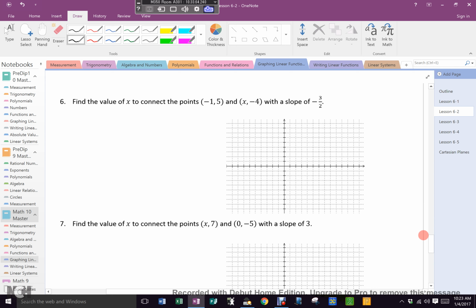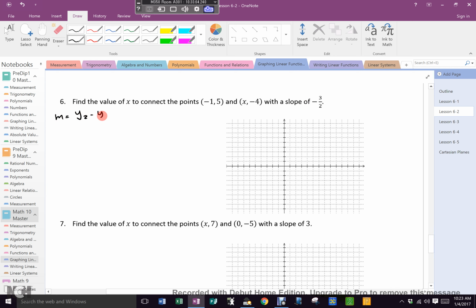This time, I want you to use algebra only. You don't have this point? Okay. You have negative 1, 5, and x and negative 4, and a slope of negative 3 halves, yes? Okay. Don't use the graph. We are going to use the graph to prove it and check our work. So we are going to use algebra. So we start by showing our work.